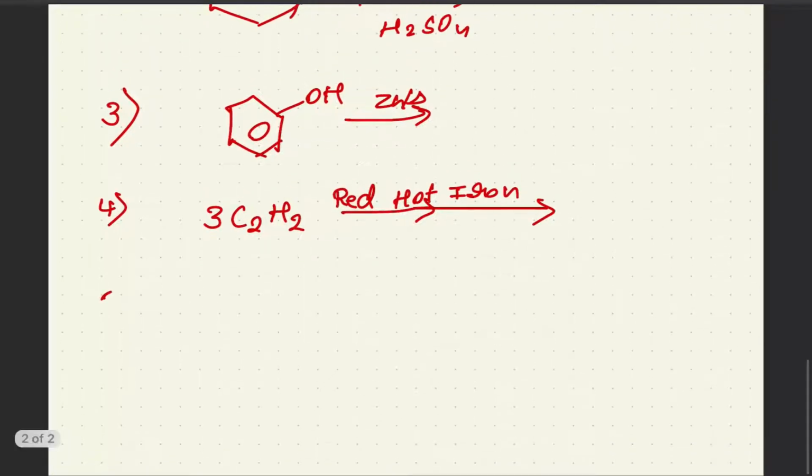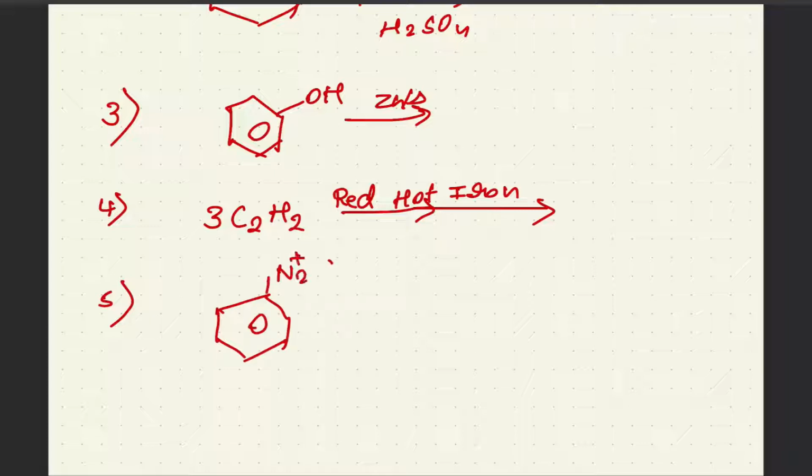and the other process is using diazonium salts. This is a diazonium salt. It is carrying a plus charge and a negative charge, and on reaction with H3PO2 in the presence of an alcohol, that is ethanol.